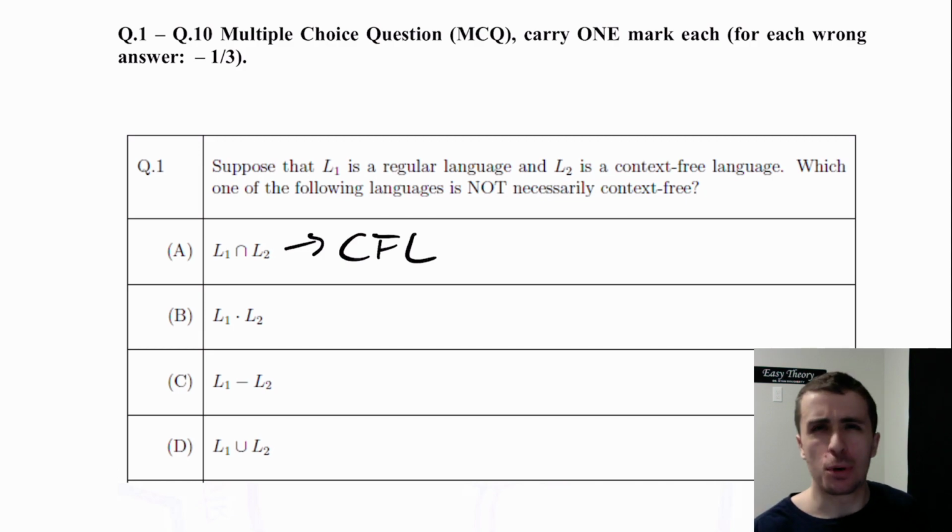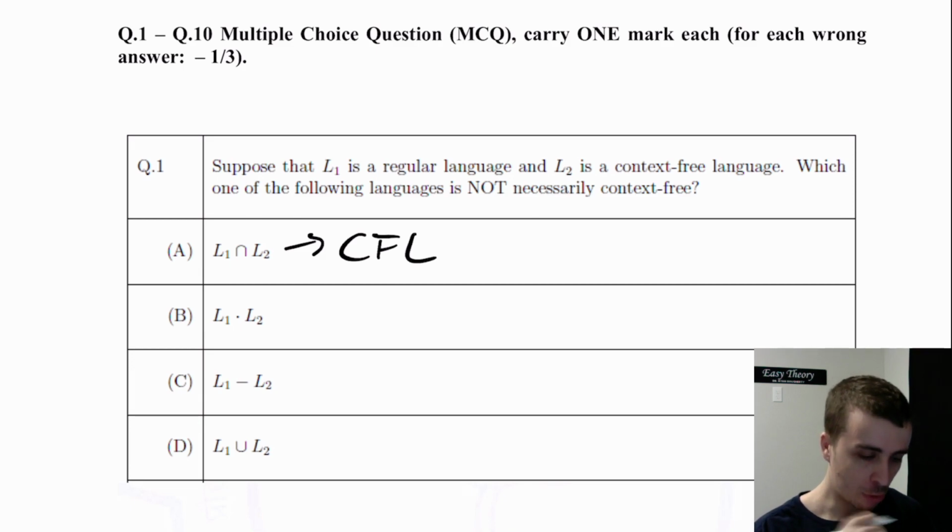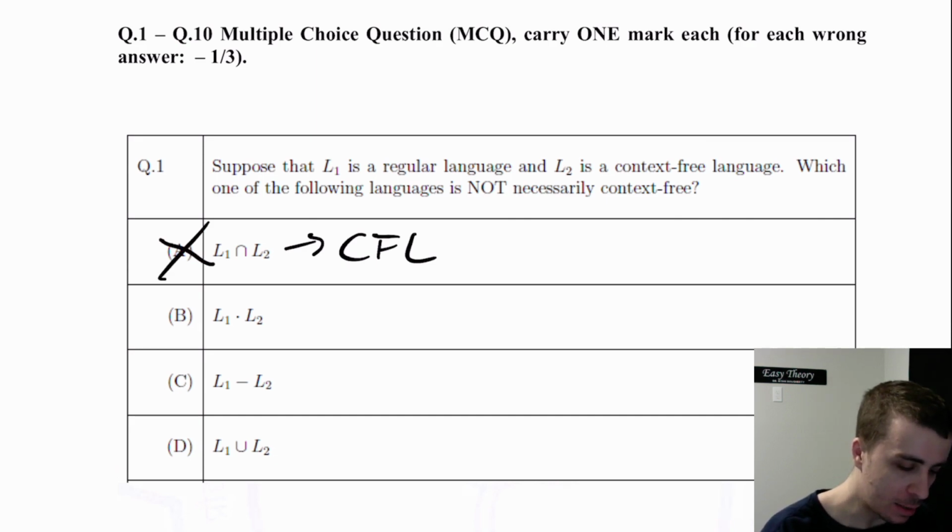There's another proof that you can do, and I've done it on the channel, which involves context-free grammars, where you can actually make a context-free grammar for the intersection of the two. So context-free grammars are closed under intersection with regular languages. So the answer is not going to be A here.